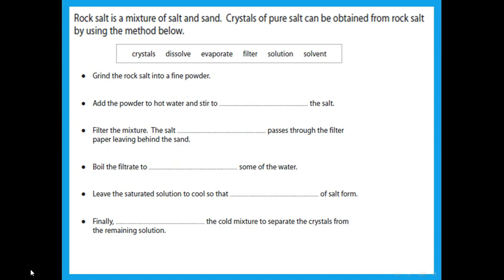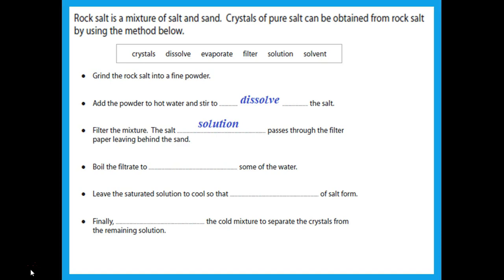Add the powder to hot water and stir to do what? To dissolve the salt. Filter the mixture. What passes through the filter paper? The salt solution passes through the filter paper, leaving behind the sand.